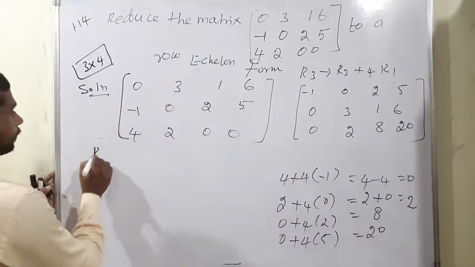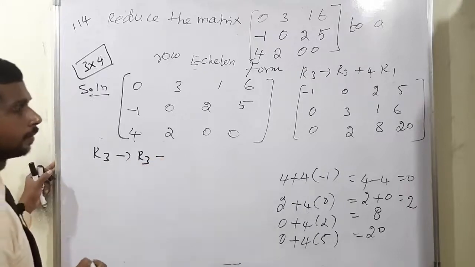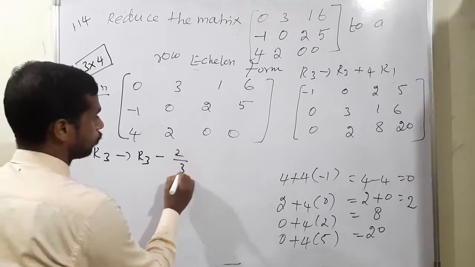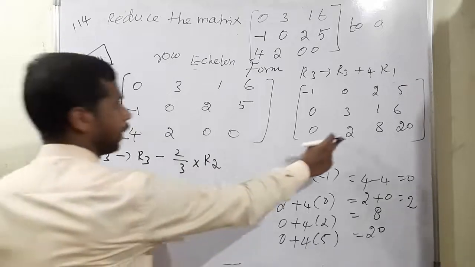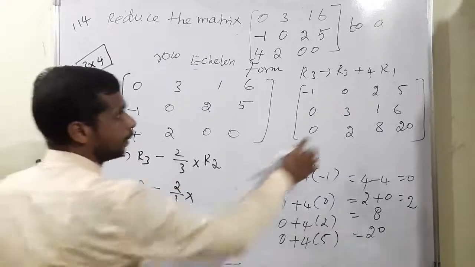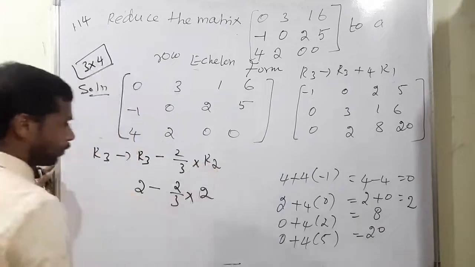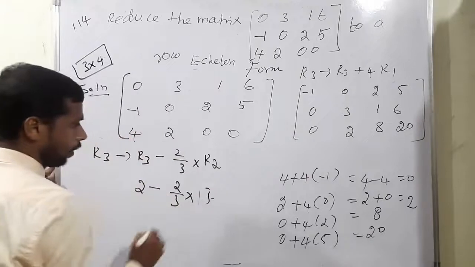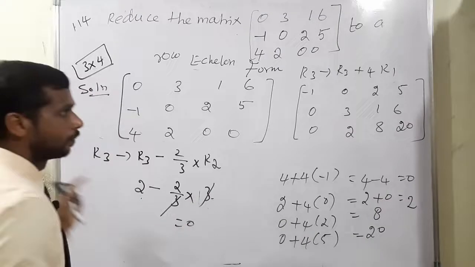Just comparing again, R3 minus 2 by 3 into R2, possible. So R3, what is the value? 2 minus again 2 by 3 into R2, possible, no? Into R2, what is the value? Sorry my dear, R2 value will be 3. Now 3 cancels, so 2 minus 2 value will be 0, no? So its proof is correct now.